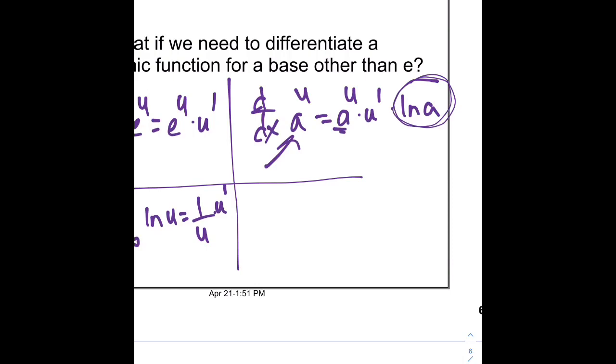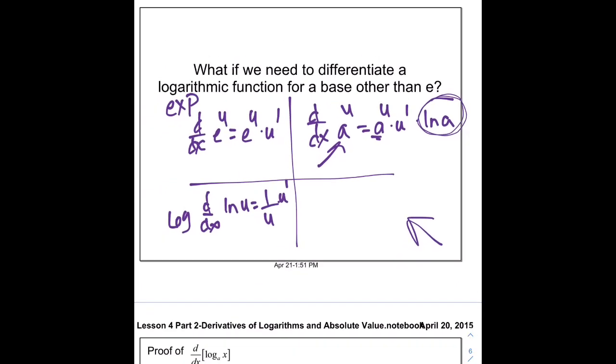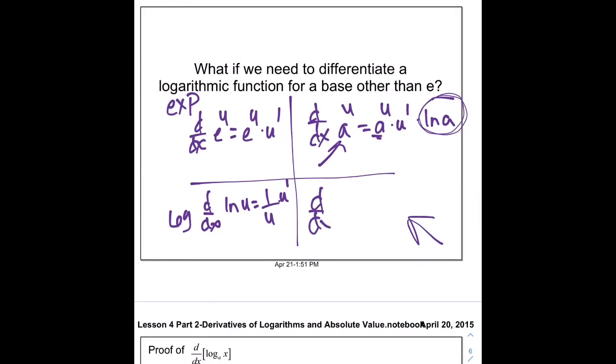I want you to remember that, because what we're about to do is talk about what happens if you have to differentiate a log of u other than the natural log, and you're going to see a similar pattern.